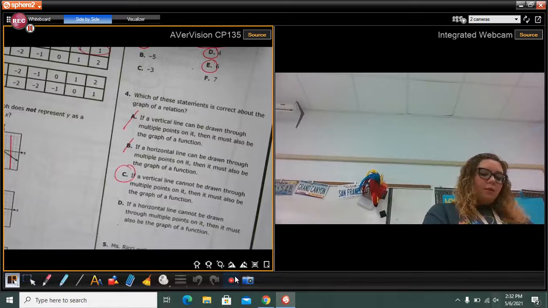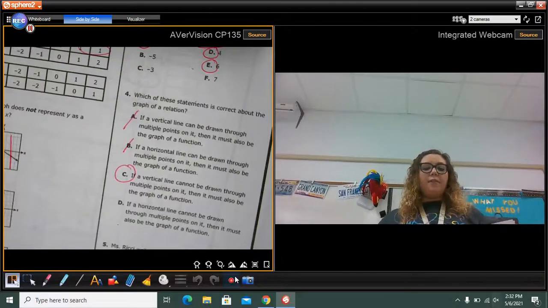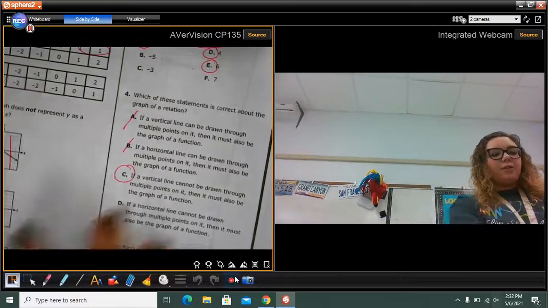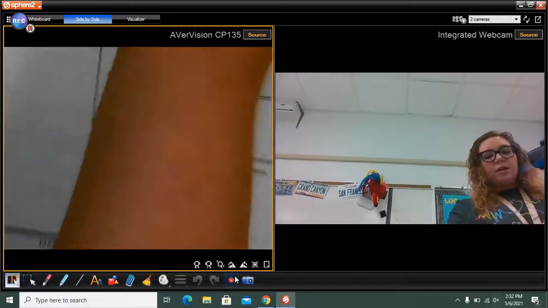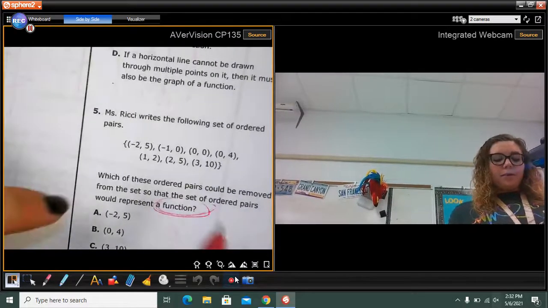Okay. She writes the following set of ordered pairs. Which of these ordered pairs could be removed from the set so that the set of ordered pairs would represent a function? Okay, if it's a function, you're not going to have any repeating x values. So which one can be removed?